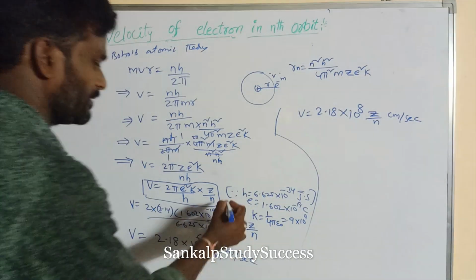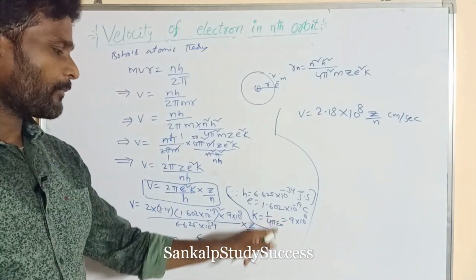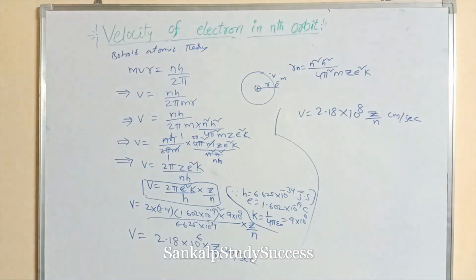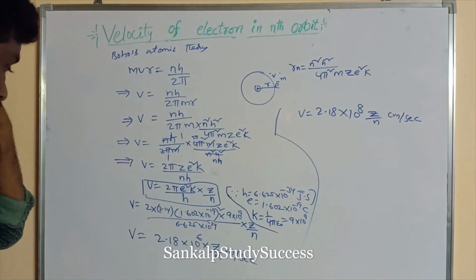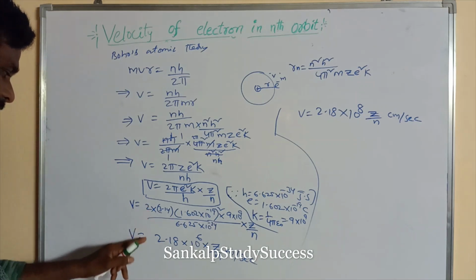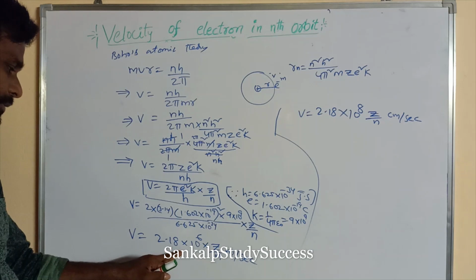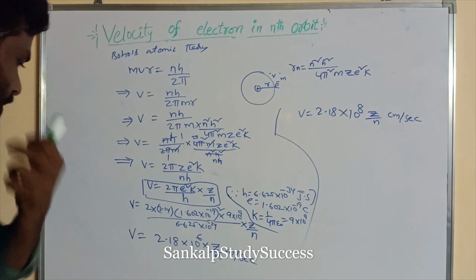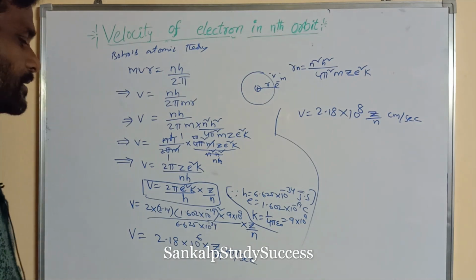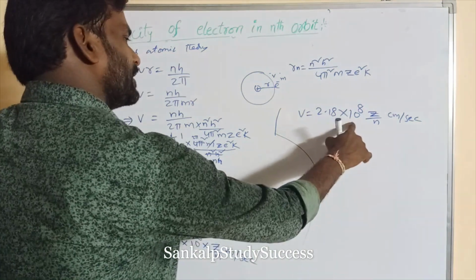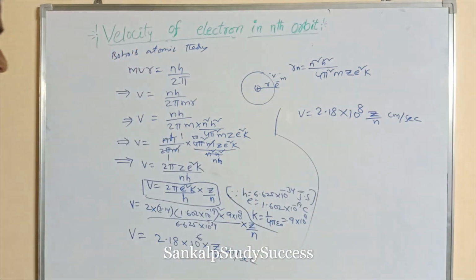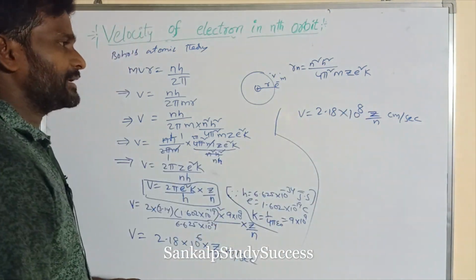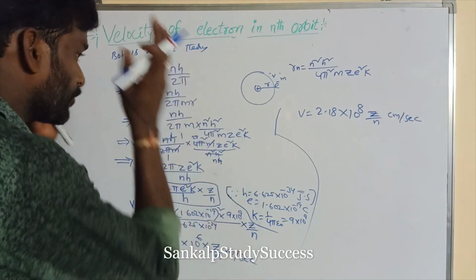The k value is 1/(4πε₀), which equals 9 × 10^9. All these values are substituted in the equation and simplified. We got 2.18 × 10^6 × Z/n meters per second. Since 1 meter is 10^2 centimeters, this can be written as 2.18 × 10^8 × Z/n centimeters per second.